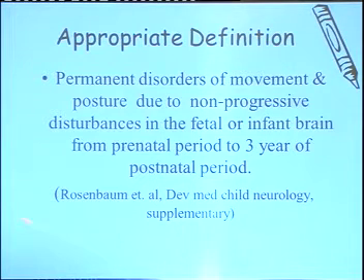What is an appropriate definition in the modern context? A permanent disorder of movement and posture due to a non-progressive disturbance in the fetal or infant brain, from the prenatal period to the 3-year postnatal period. This, I think, is a suitable definition for cerebral palsy.